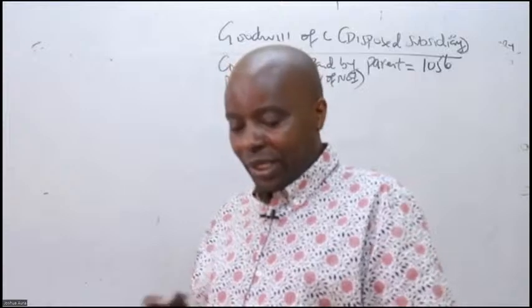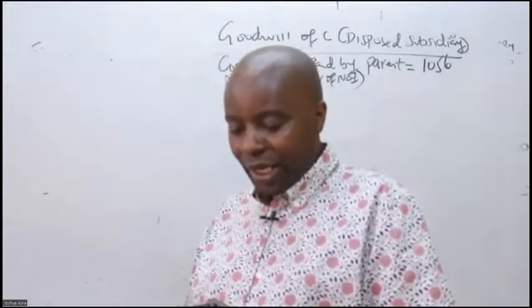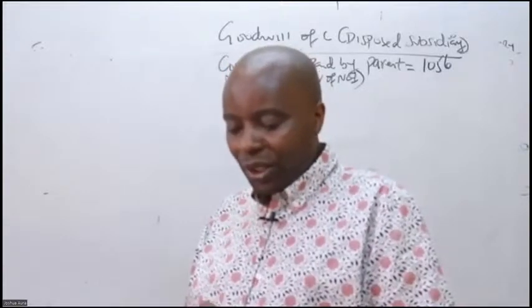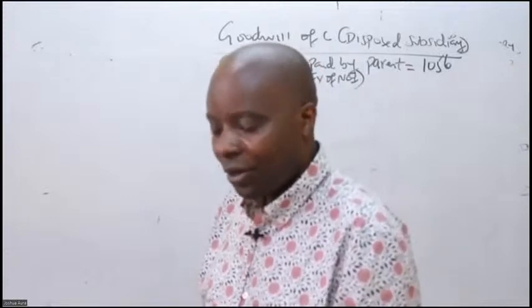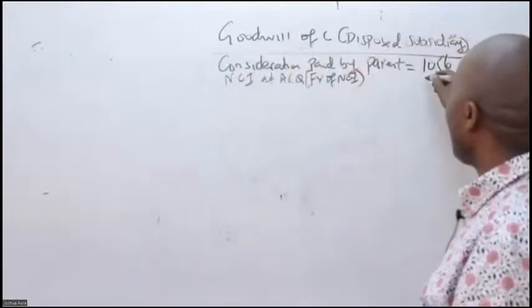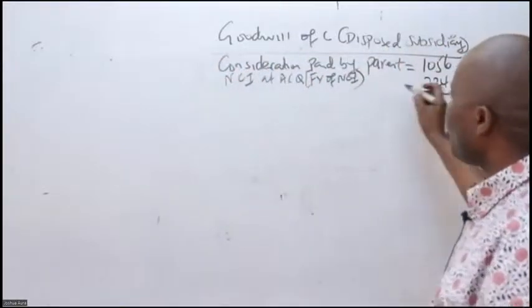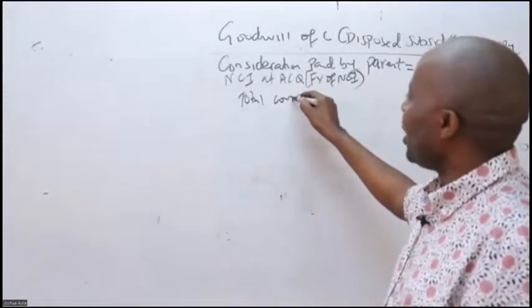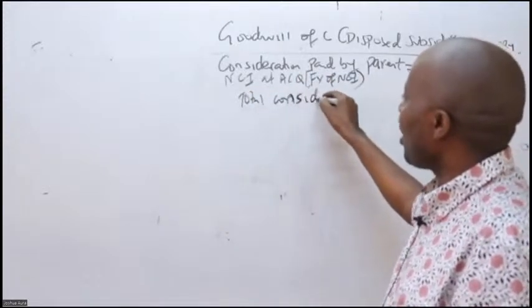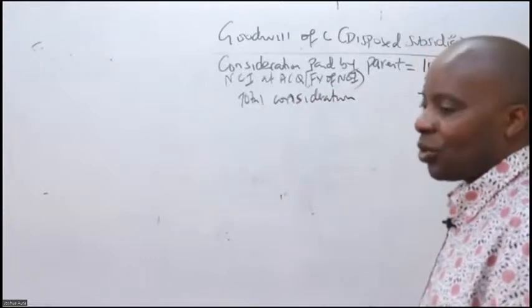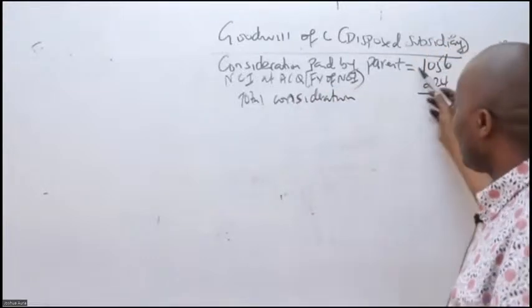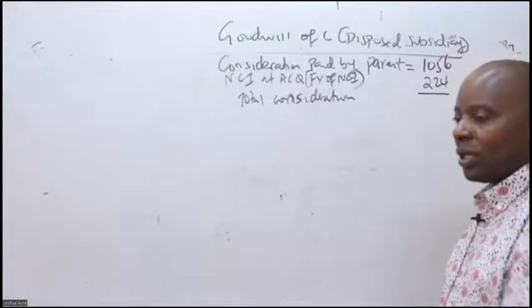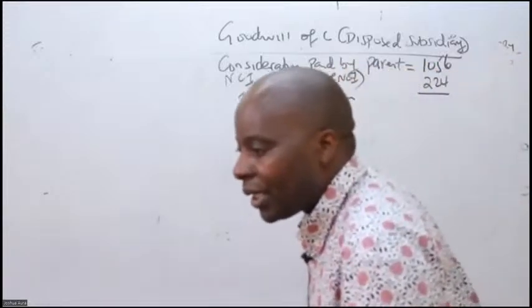Right? So in this case, the fair value of NCI at acquisition is 224. So then what is the total consideration? Please add the two. In this case, it is 1280.